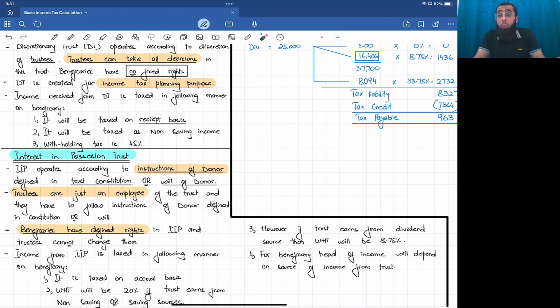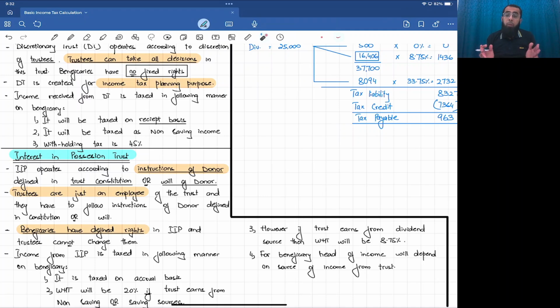I hope you all remember that in our previous class we had a discussion on the topics of dividend income and trust income in the chapter on basic income tax calculation. In today's class we will be moving forward and looking at the issues relating to interest in possession trust. But before going into detail, let's take a quick review of what we have discussed till now in this chapter.